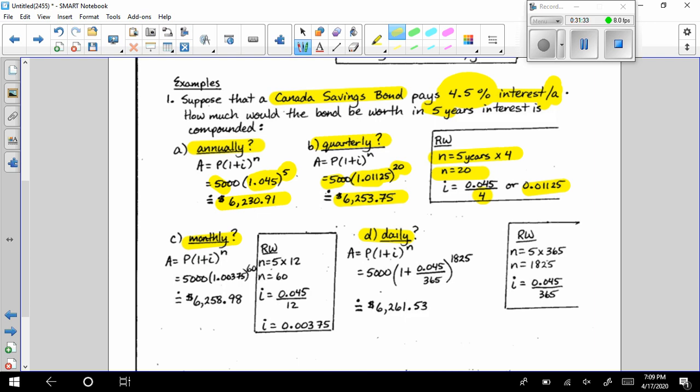So the more frequently the interest is calculated, the more it is to a person's advantage. They tend to earn more interest. And that's because they're calculating it every 3 months instead of just once a year.